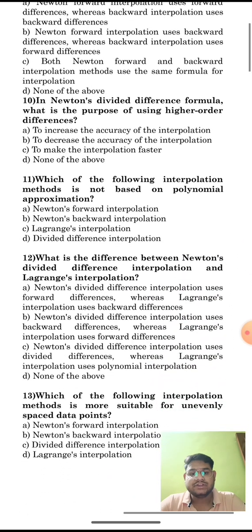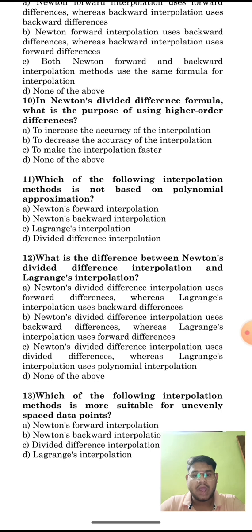Question 11. Which of the following interpolation methods is not based on polynomial approximation? Options are option A. Newton divided difference formula. Option B. Newton's forward interpolation formula. Option C. Lagrange's interpolation. Option D. Divided difference interpolation. The correct answer is option D. Divided difference interpolation. Let's move on to the next question.